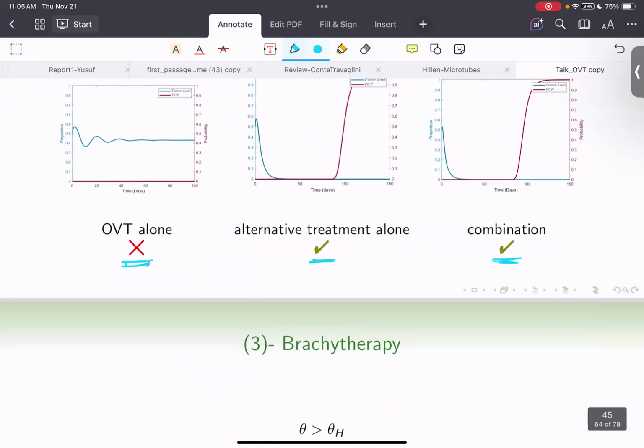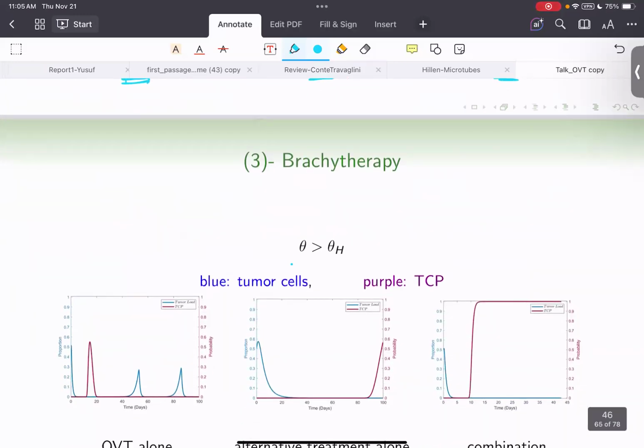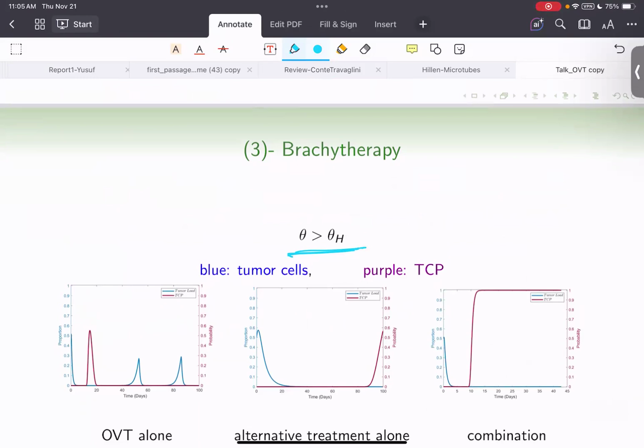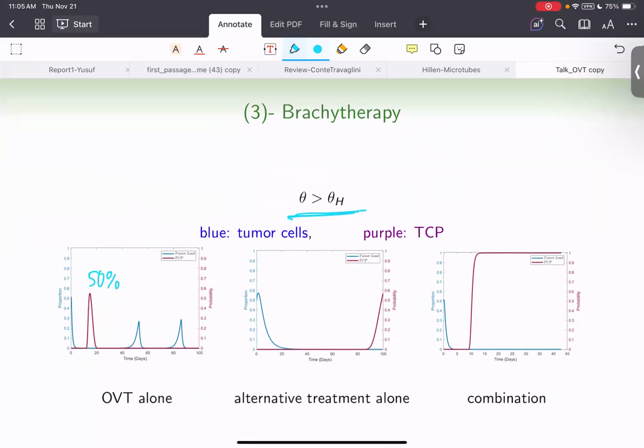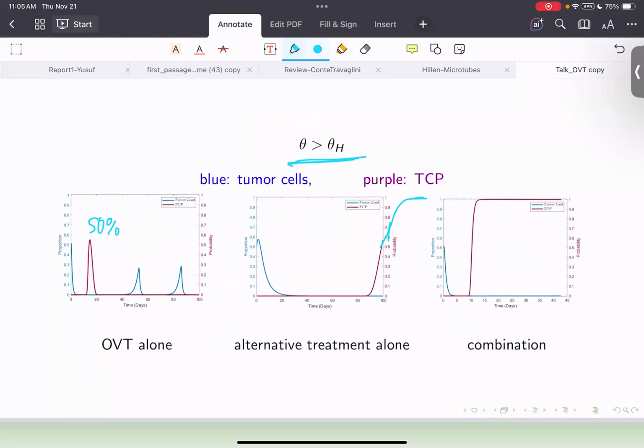All right. And then for the other case, this is past the Hopf point. So this is the point where we have oscillations. And I said this is a good case because the TCP can be raised. Here it is actually at 50% with oncolytic viral therapy alone. Here we get kind of success. This goes up to 1. And here we have success. So here the combination does a lot. It improves the treatment quite a bit.